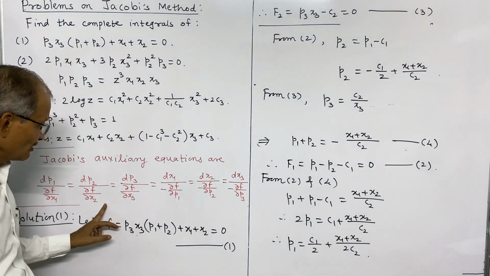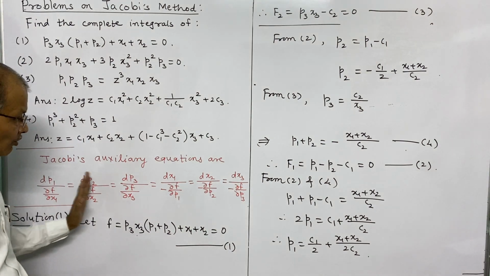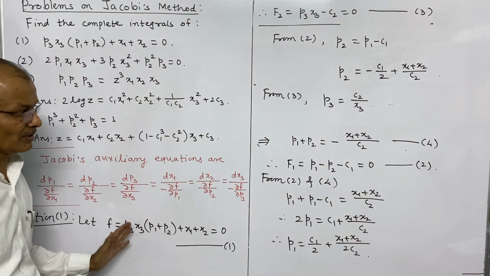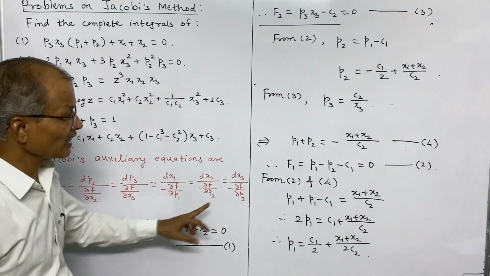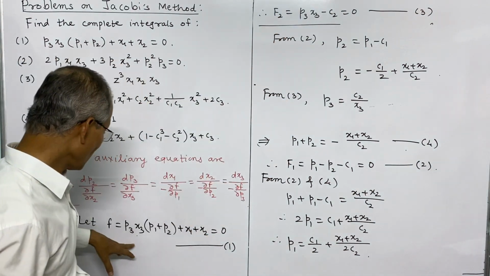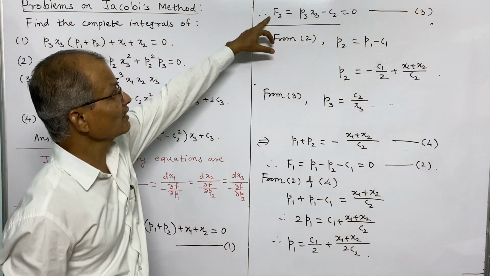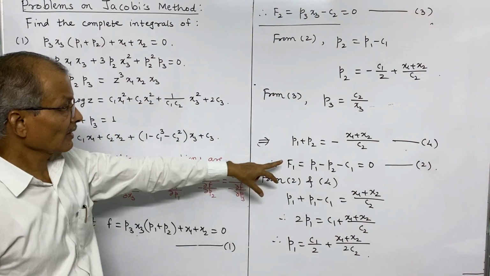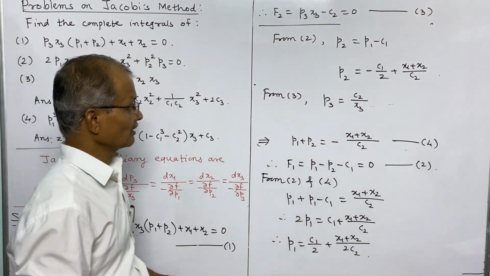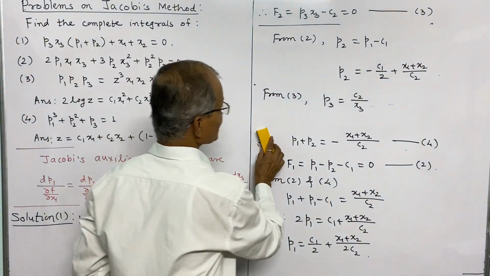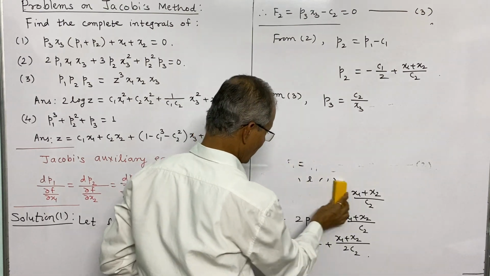Thus we have started with the auxiliary equation, and by grouping the terms we have obtained the relation in P1, P2 and P3, and we have solved these. So first we have obtained F1 and F2, and then we have solved F1 and F2, that is 1, 2 and 3. And we have obtained the values of P1, P2, P3. So further, these are the values we have.